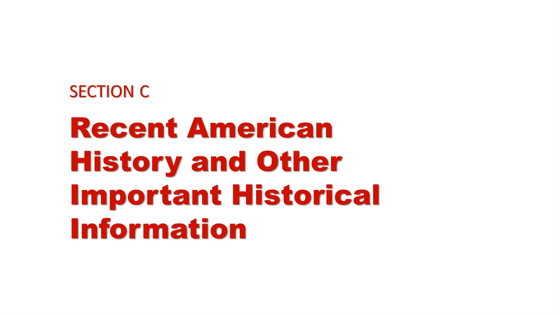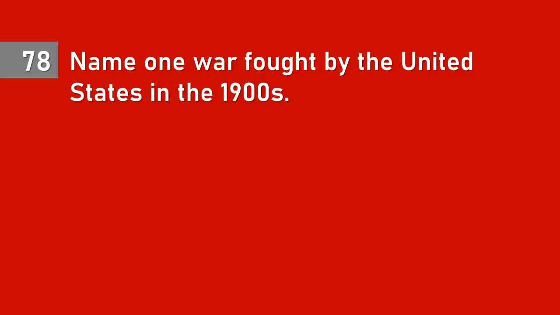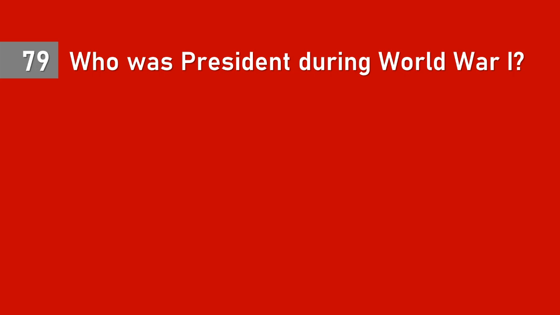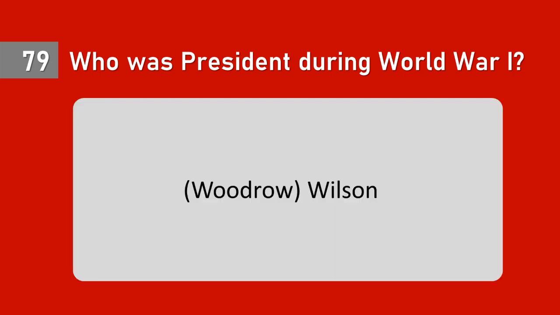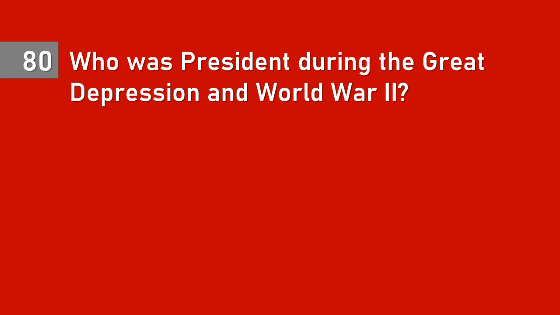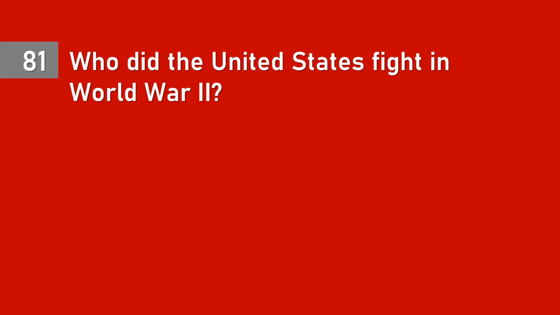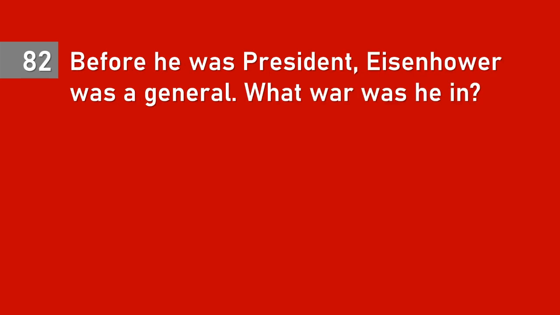Section C. Recent American history and other important historical information. Question 78. Name one war fought by the United States in the 1900s. World War I. World War II. Korean War. Vietnam War. Persian Gulf War. Question 79. Who was president during World War I? Woodrow Wilson. Question 80. Who was president during the Great Depression and World War II? Franklin Roosevelt. Question 81. Who did the United States fight in World War II? Japan, Germany, and Italy.